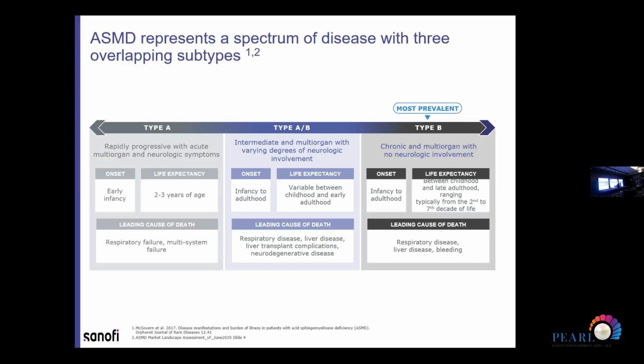On the far end of the spectrum is type B, which is the most prevalent. It's the chronic multi-organ disease manifestations with no neurologic involvement. And this form presents as early as infancy and can present as late as adulthood. The life expectancy is typically from the 2nd to the 7th decade of life. And the leading causes of death are respiratory disease, liver disease, and bleeding. In between type A and type B is type AB, which is the intermediate form. It also has the multi-organ involvement, but variable degree of neurologic involvement.